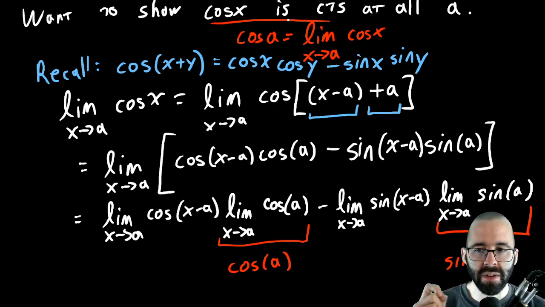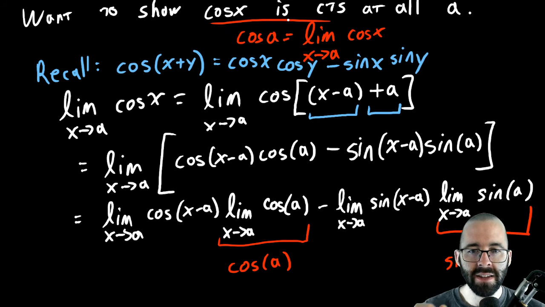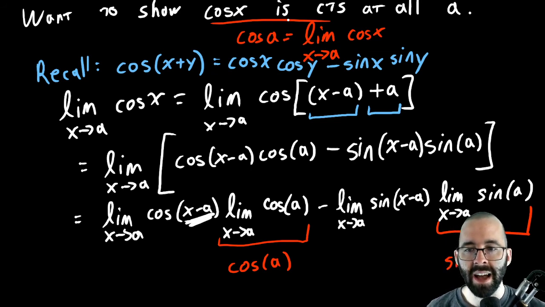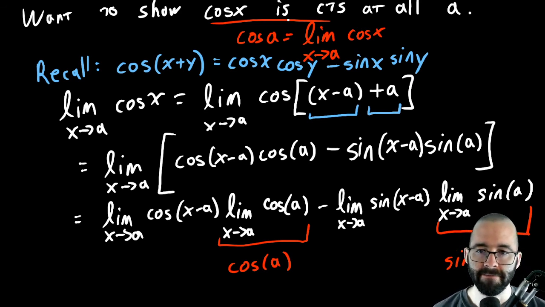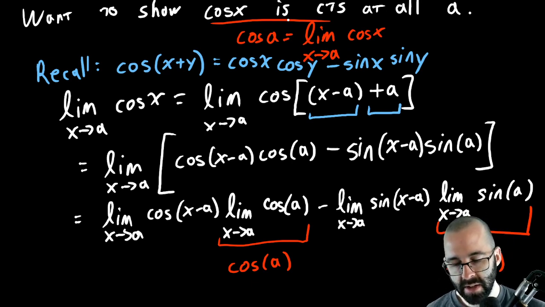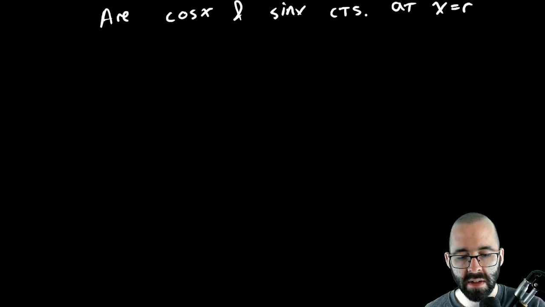So if we can prove that cosine and sine are continuous at 0, right? 0 is the limit of this inside function. As x approaches a, this inside approaches 0. All we have to do is show that cosine and sine are continuous at 0, and we can use the composite function theorem and get something really nice. Okay? So this is what we need: cosine of x and sine of x continuous at x equals 0.